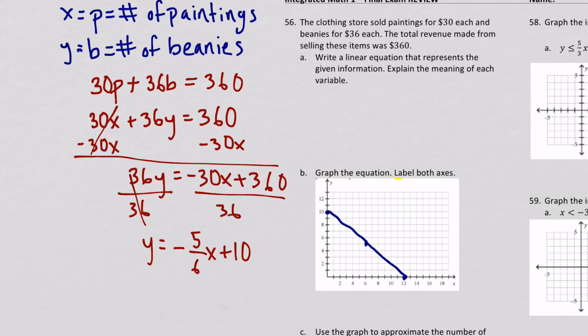It says label both axes, so we got to figure out which one is which. We already did that before. We said that x is P, so right here on the x-axis is the number of paintings. And up here on the y-axis is the number of beanies. And that's your final graph.